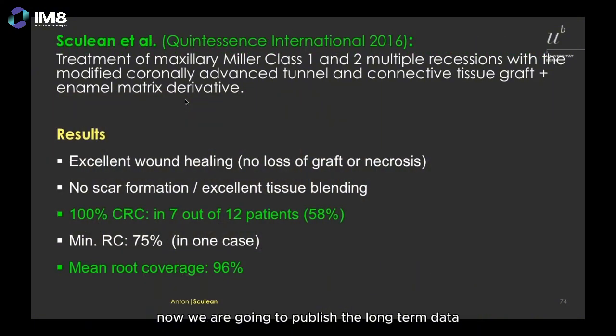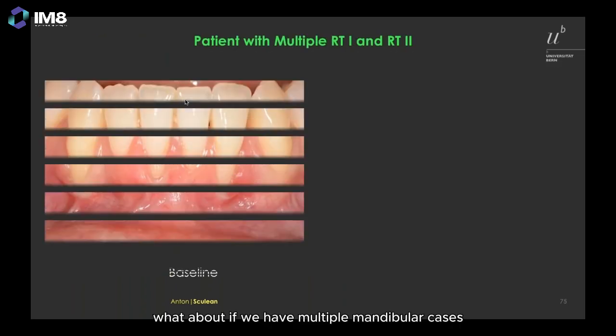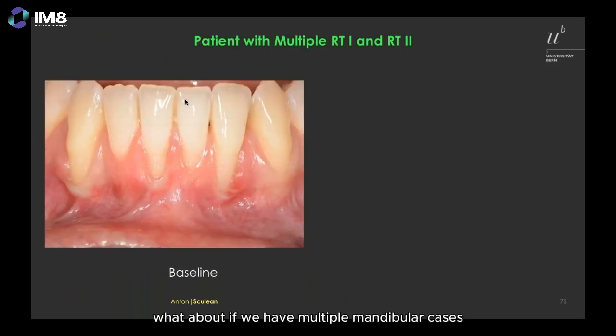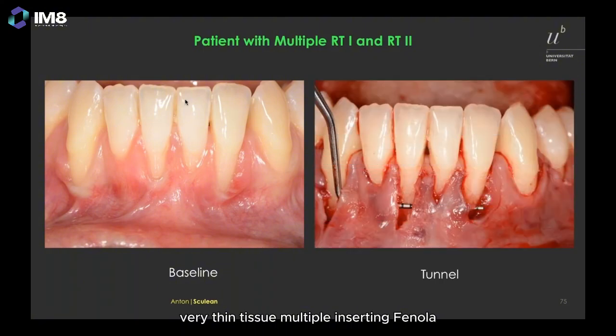Now we are going to publish the long-term data, and the cases in the maxillary arch work very predictable as well. What about if we have multiple mandibular cases, as you can see here? This is a nurse from the hospital with very, very thin tissue, multiple inserting frenula.